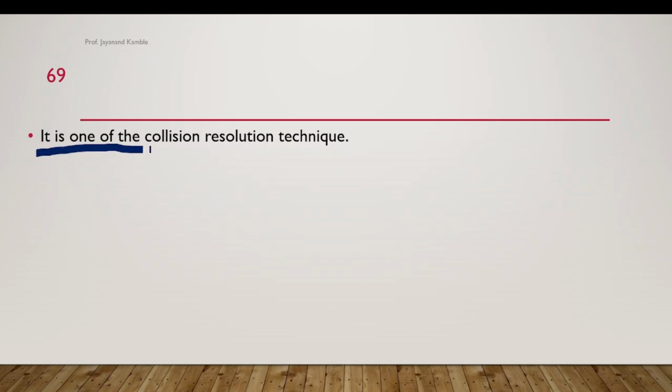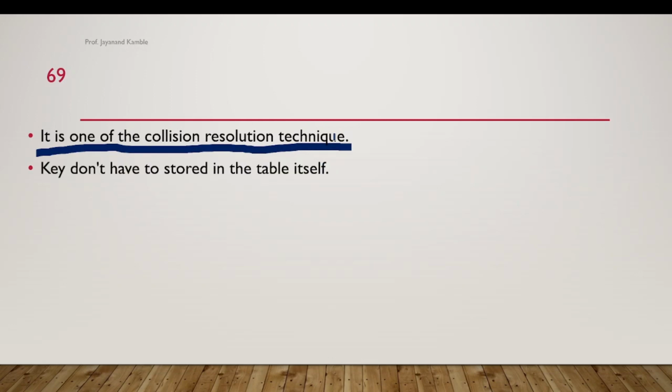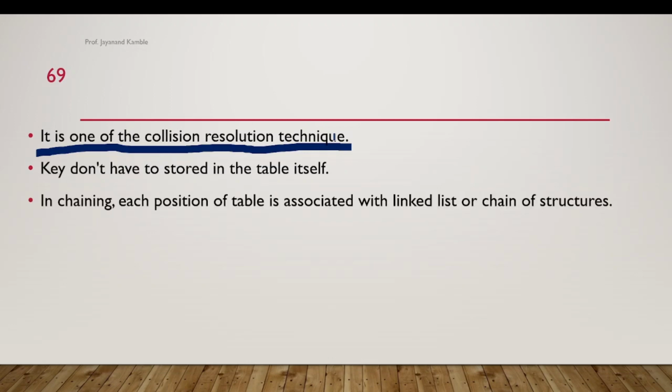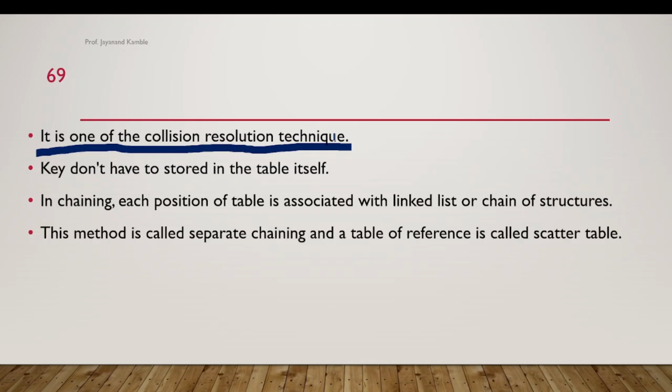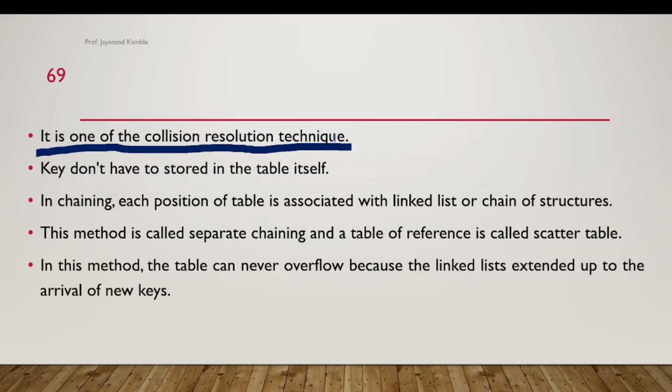one of the techniques that is used is nothing but separate chaining. In this case, keys don't have to be stored in the table itself. In chaining, each position of the table is associated with a linked list or chain of structures. This method is called separate chaining, and the table of references is called a scatter table. In this method, the table can never overflow because the linked list extends up to the arrival of new keys.